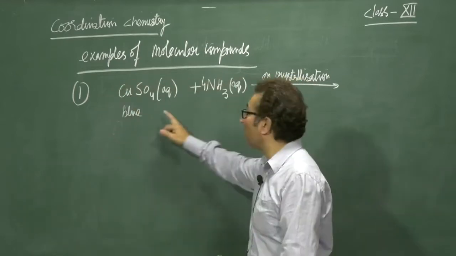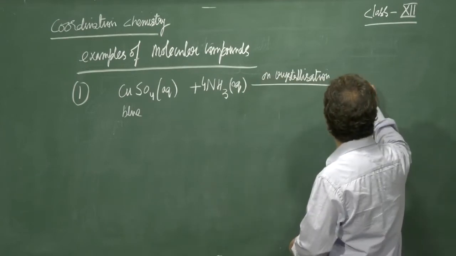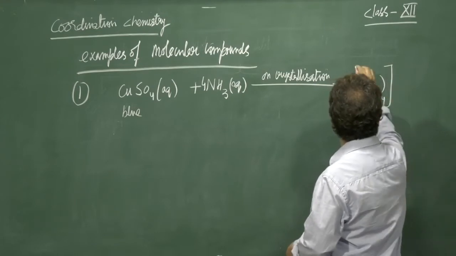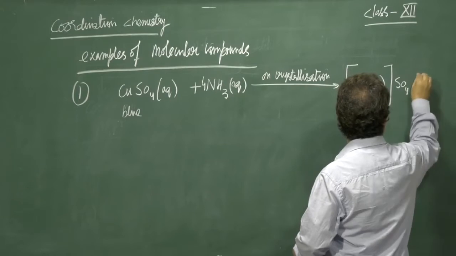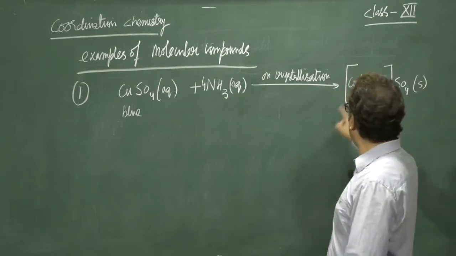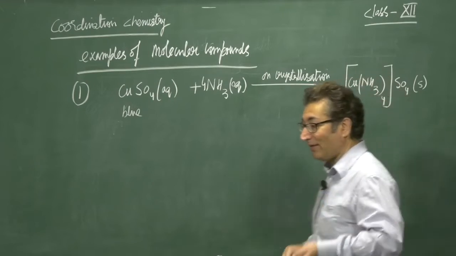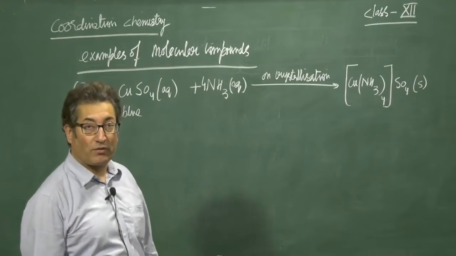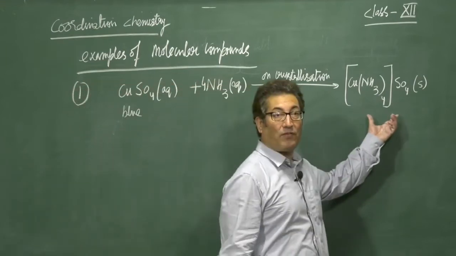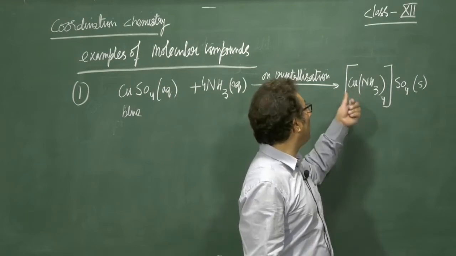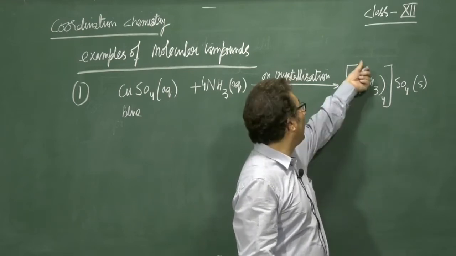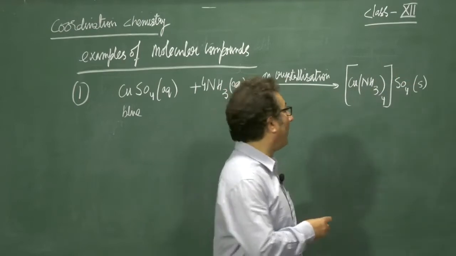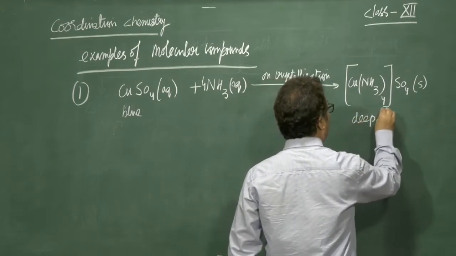So on crystallization of this solution, you get a compound which is [Cu(NH3)4]SO4. You get its crystalline solid. You will come to know later on, when we deal with the modern terminologies of coordination compounds and how to write the structural formula, that there's a specific way of writing these compounds: you put the metal and the molecules attached to it within square brackets, and some ions are present outside. This compound is a deep blue colored crystal.